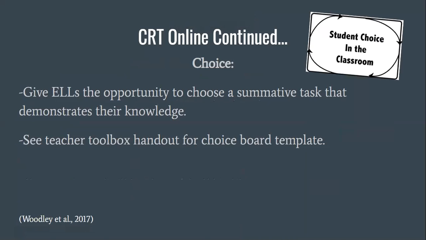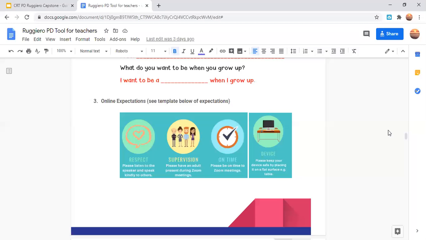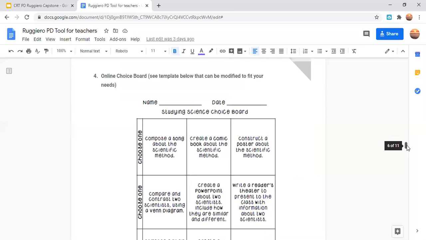Woodley 2017 states that blogs and publishing a YouTube video, a multimedia poster, a brochure, a verbal or written reflection are all things that can help demonstrate knowledge, but they're things that students can take ownership in if they get to choose. So here is an example of a choice board.